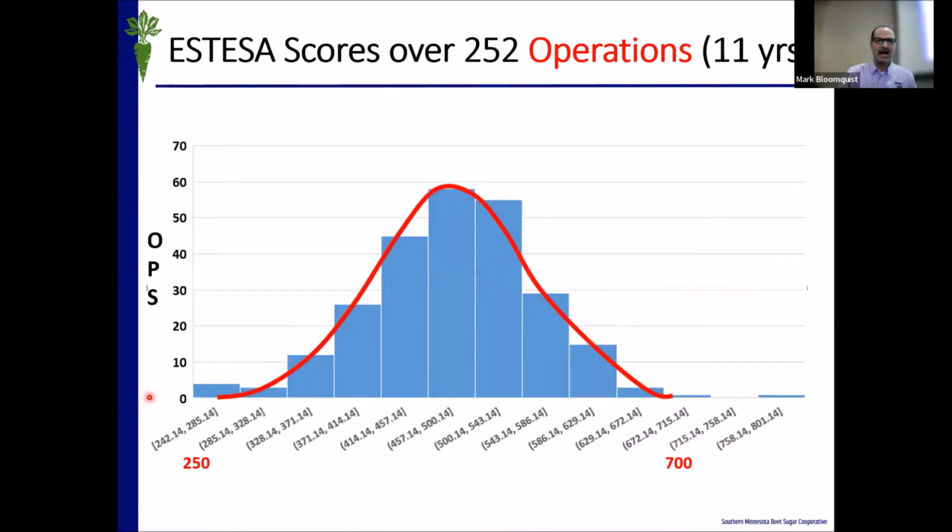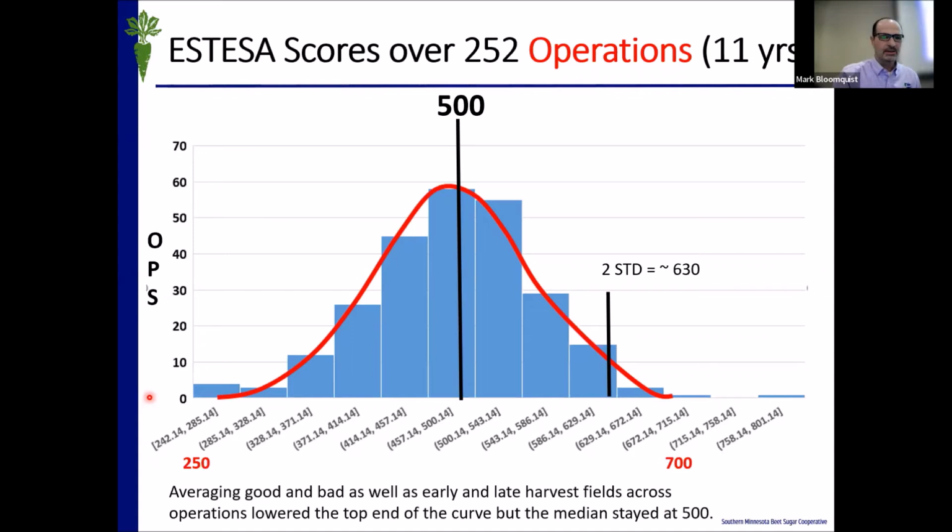Now let's take a look at operations, okay? This is a little different now. Operations are a little bit skewed to the left, not quite as high a score. We'll talk about that, but what I was pleased with is that even when you base it upon operations, 252 operations, all of those fields averaged across their operations, it still averages about 500. The 2 standard deviations from the mean, rather than being 750, is about 600 to 650. I'll call it 630.